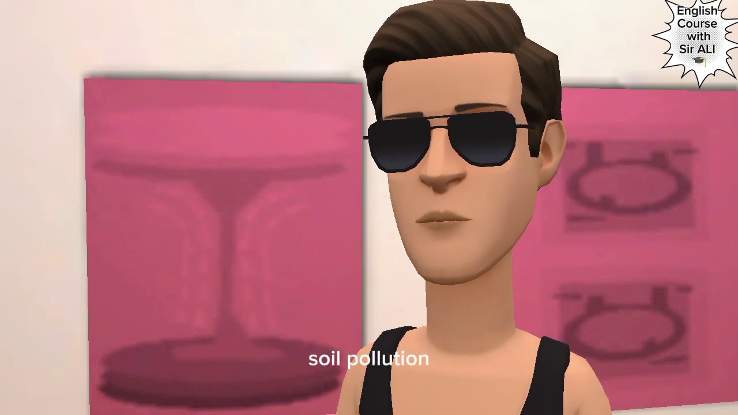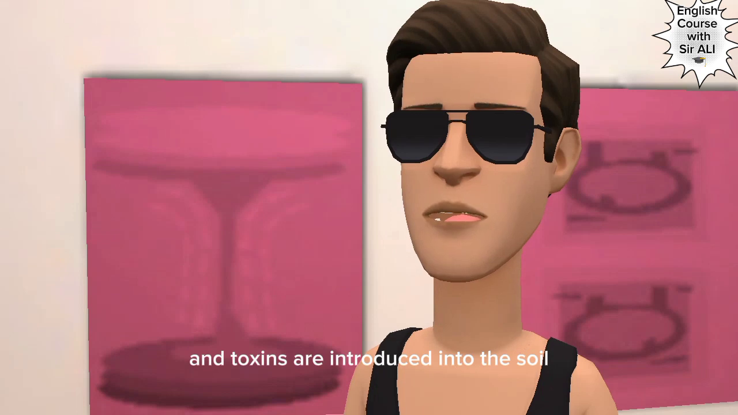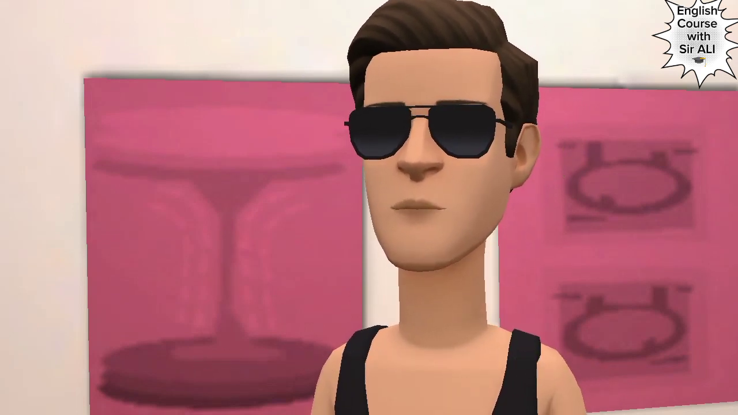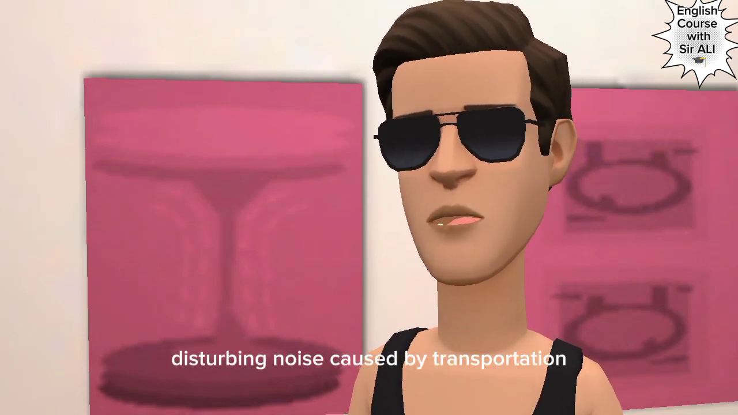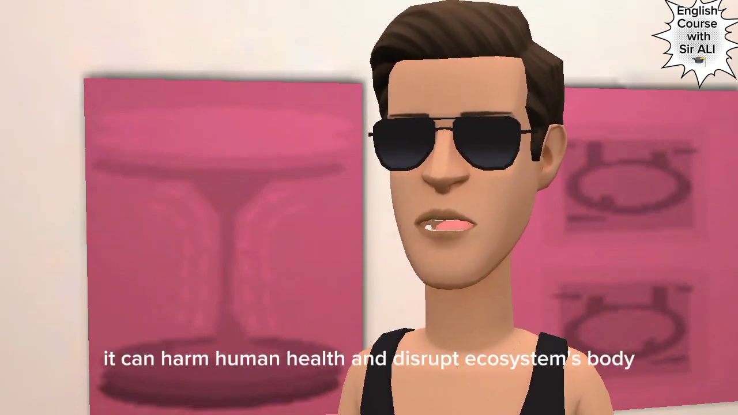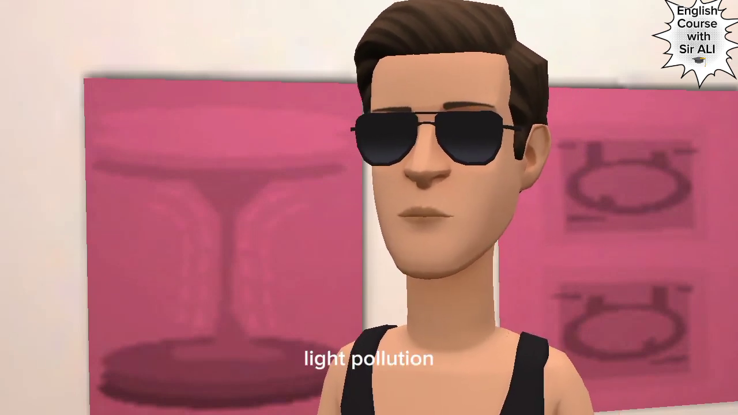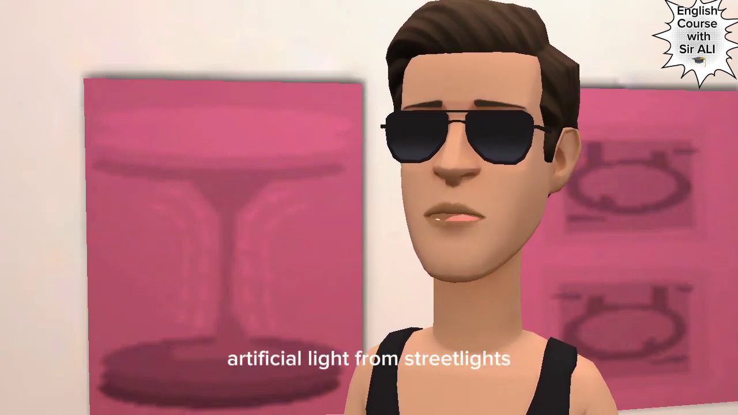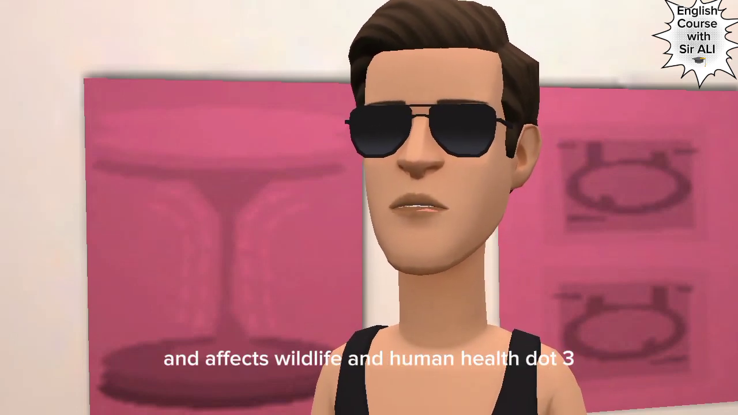C. Soil pollution. Soil pollution occurs when harmful chemicals and toxins are introduced into the soil, leading to reduced fertility and the contamination of crops. D. Noise pollution. Noise pollution is the excessive, disturbing noise caused by transportation, industrial activities, and urban development. It can harm human health and disrupt ecosystems. E. Light pollution. Light pollution is the excessive, misdirected artificial light from streetlights, buildings, and advertisements that disrupts natural light patterns and affects wildlife and human health.